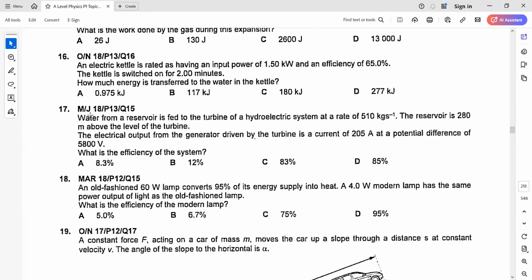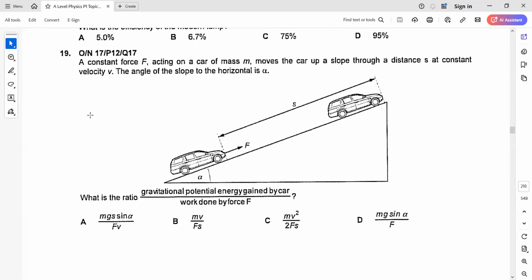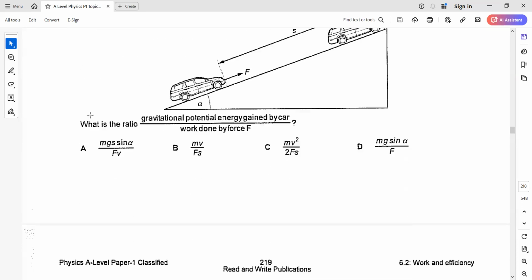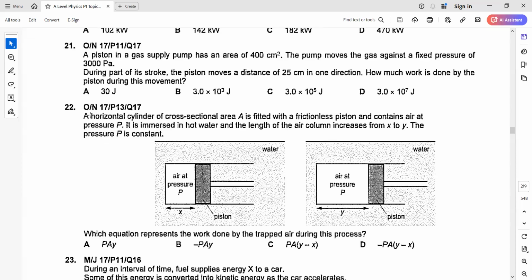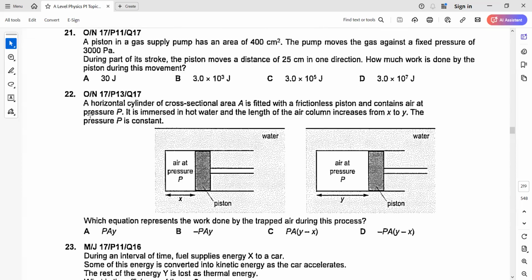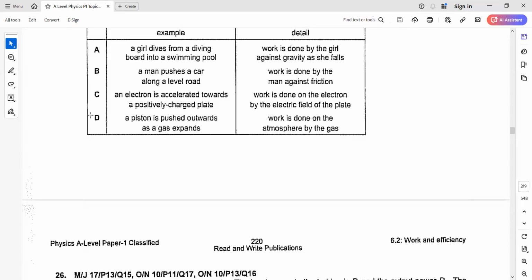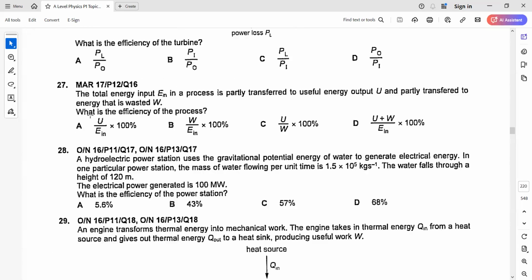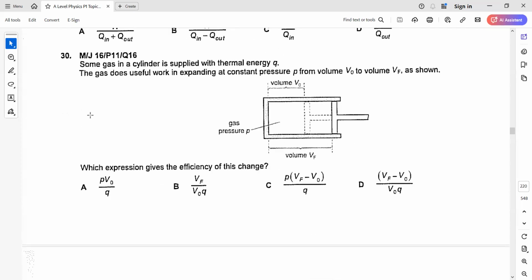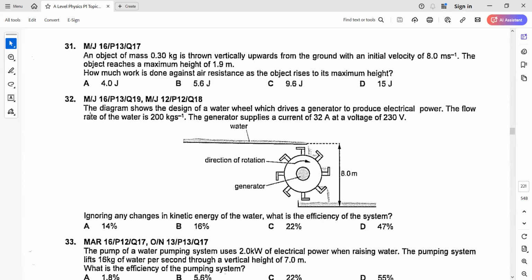I think the other questions look similar. This is what we have already done. Let's try. This is already done. These types of questions are already done. This is already done.